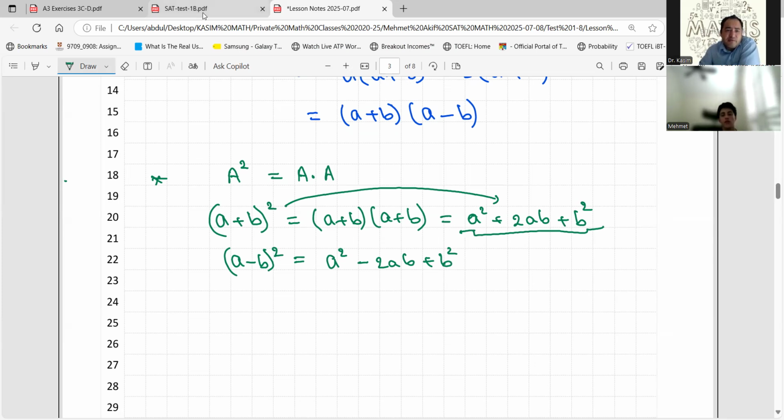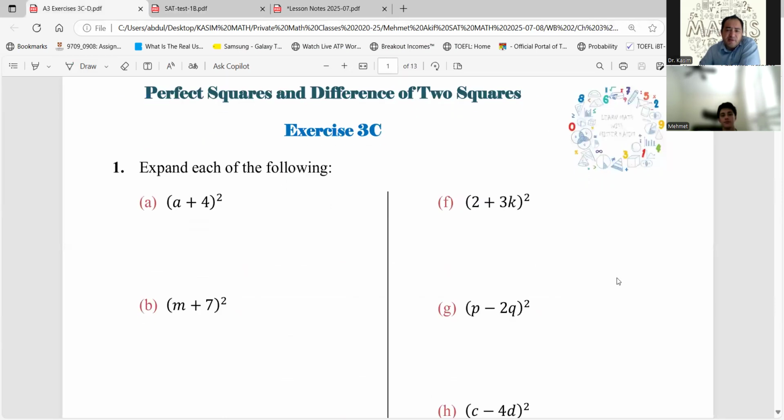Okay, let's say a few questions really fast. For example, a plus 4 squared. So now, what is that? Why do we use formula? Formula helps us skip some intermediate steps, so we can reach the results in one or two steps. It saves time. That's why using formula is a very powerful method or technique to solve problems. So what is a plus 4 squared? That is a squared, 2 times a times 4, that is 8a, and 4 squared is 16. That's it. Okay?